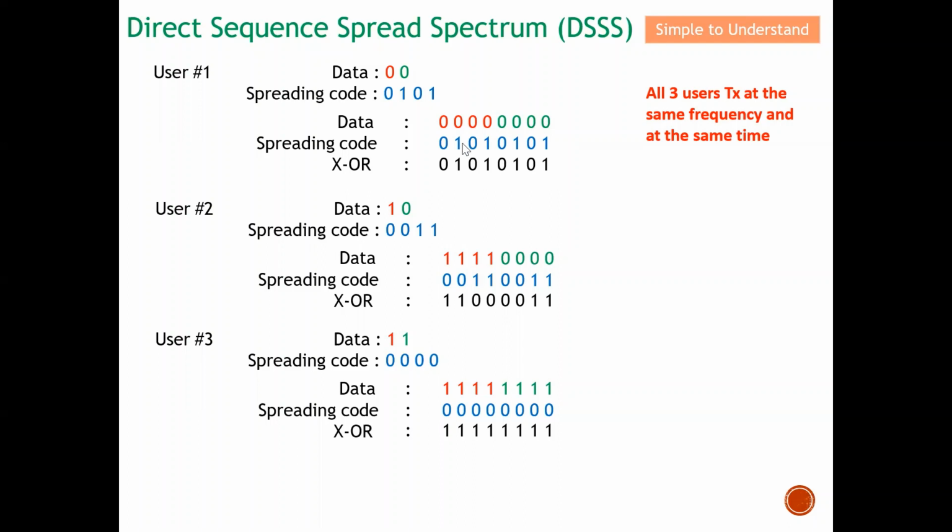Next, this will be the Splat code. Okay, the Splat code is 0101. After that will be another 0101. So what I'm going to do is an exclusive OR.